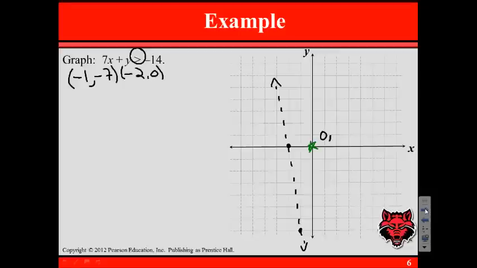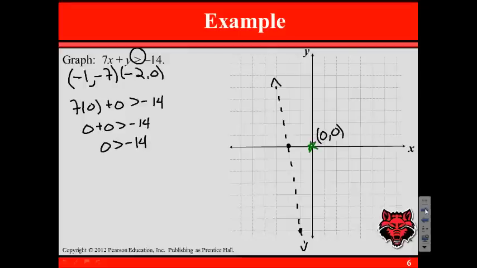Typically, I like to choose the smallest value possible when plugging in a test point. So here, let's choose 0, 0. That's a point that's clearly not on the boundary line. When we substitute that into the original inequality, we have 7 times 0 plus 0 is greater than negative 14. That becomes 0 plus 0 is greater than negative 14, or just 0 is greater than negative 14. And we can see that this is a true statement. 0 is in fact greater than negative 14. So we will shade the side that contains the test point 0, 0.